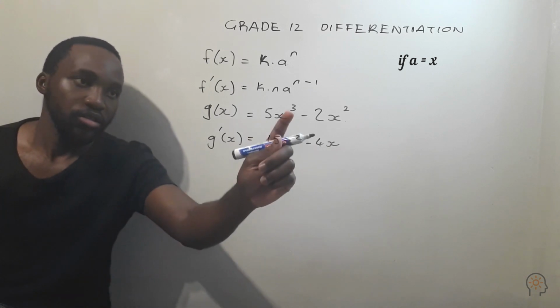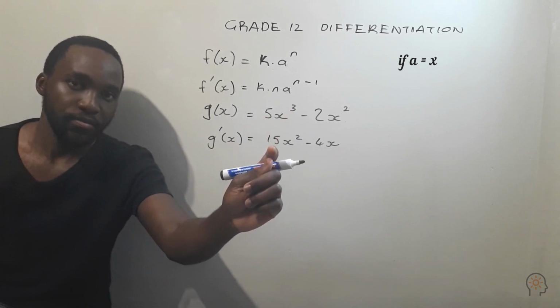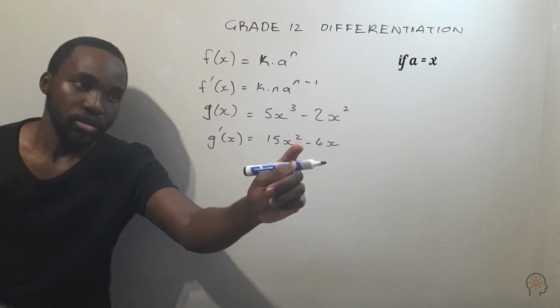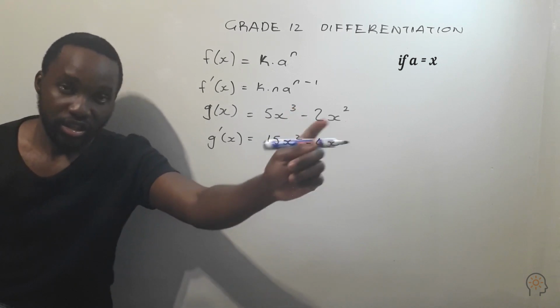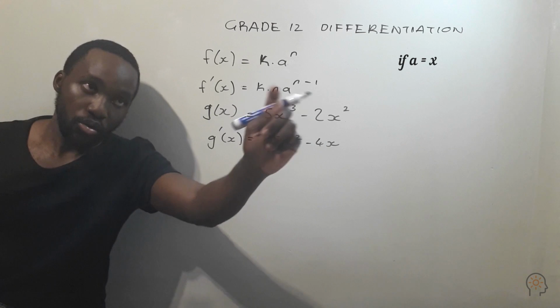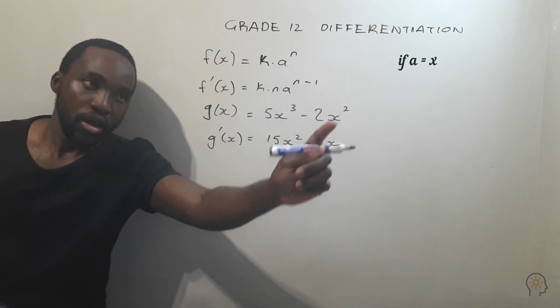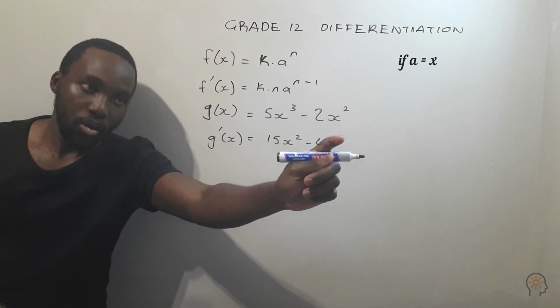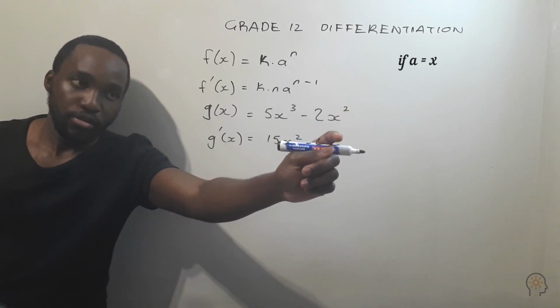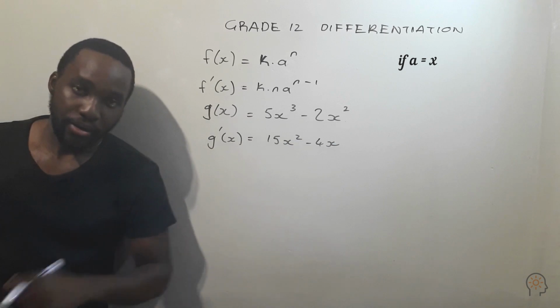And all we did was 3 multiplied by 5 gave us 15, and then 3 minus 1 gave us a 2. And then here we just did the exact same thing again. We just used this law. 2 multiplied by negative 2 gives us a negative 4, and then 2 minus 1 gives us a 1. That's why we didn't write anything there, because the value there is just a 1.